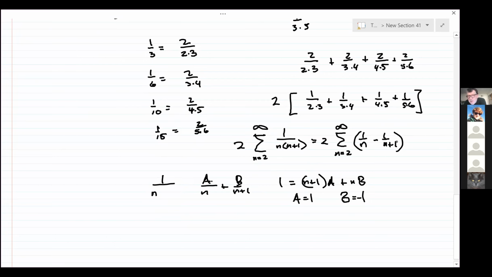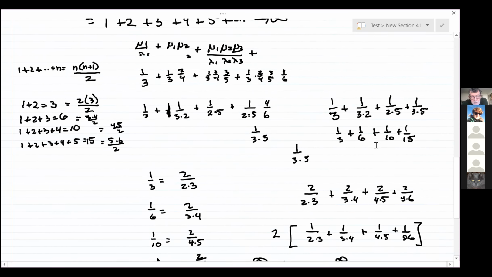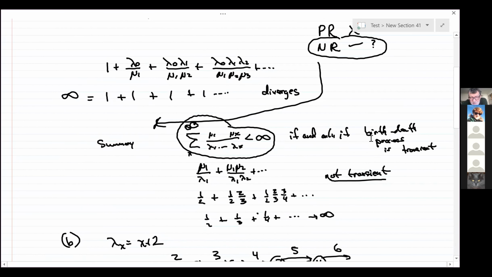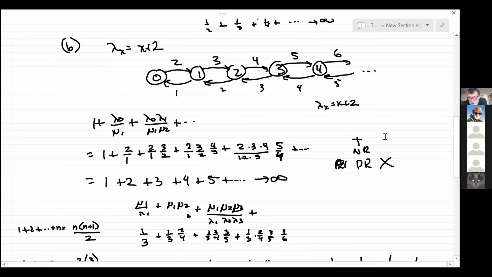Okay. And that's a telescoping series. And so it's going to give you a finite number. Doesn't even matter what the finite number is, though we can say what it would be. It looks like it's going to be 1/2 for the sum, and then the whole thing will just be 1. Okay, so this thing does converge. And what does that mean? Well, if it converges, it's transient only if it's transient. So that rules out null recurrent. And we're in the transient state.